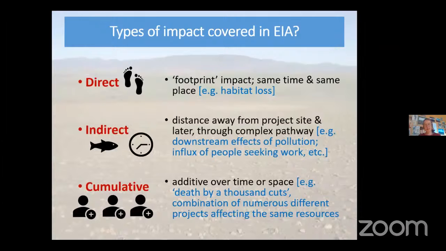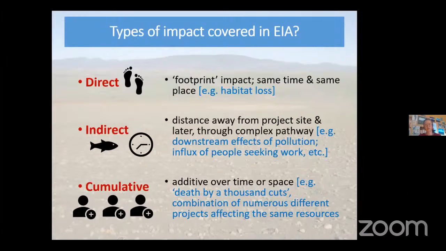Then indirect impacts are quite a challenge. They can occur some distance away from the activity, at a later stage, through very complex pathways. And examples here are types of pollution that may occur and then only manifest downstream, or concentrated in, for example, air pollution. It may drift into a neighboring municipal area, may affect people some distance away, or ecosystems some distance away.